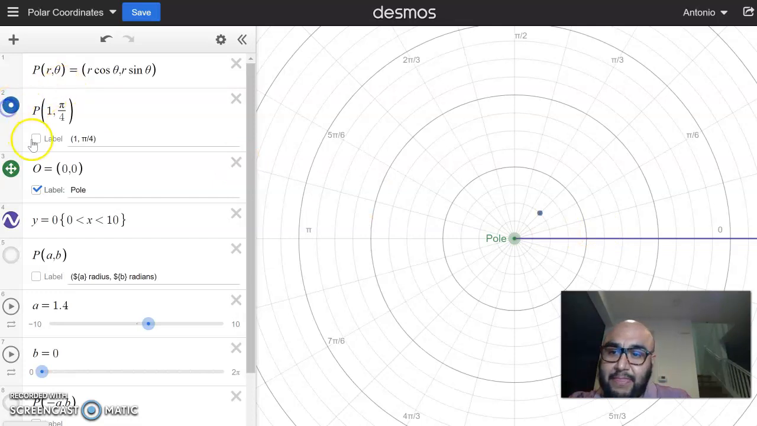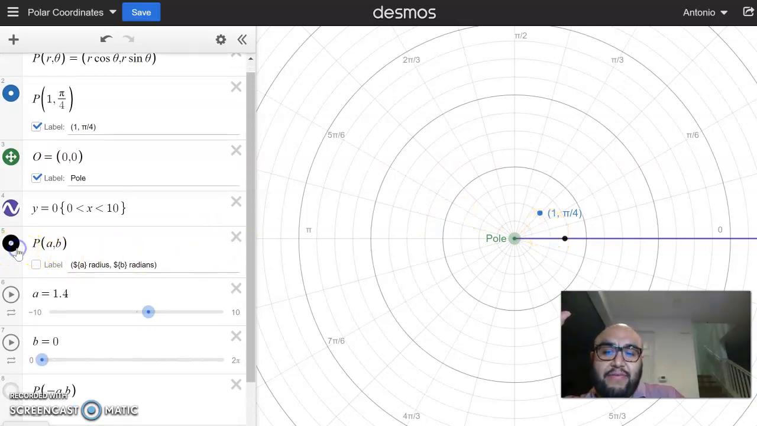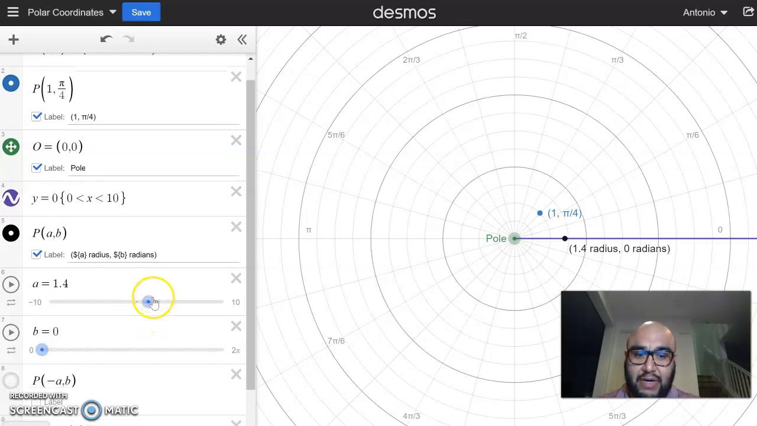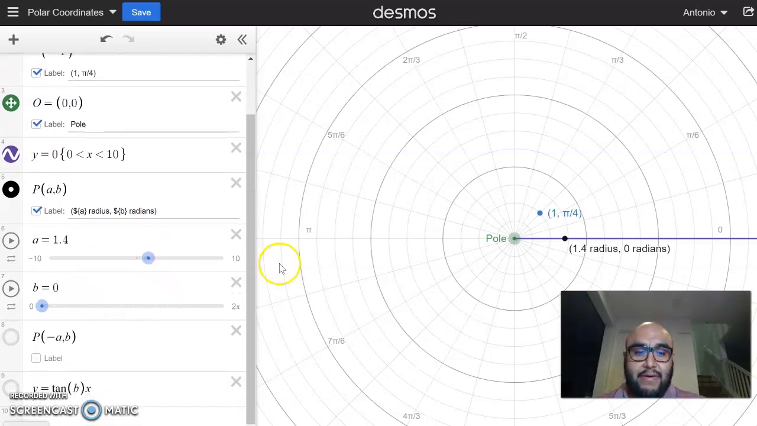If I show this point here, P with coordinates 1, pi over 4, what that is telling me is a distance of 1 from the pole and an angle made with the polar axis of pi over 4. Notice how that is different than our previous formulation of x and y. For instance, here I have a more dynamic point, a radius of 1.4, again the distance from the pole.